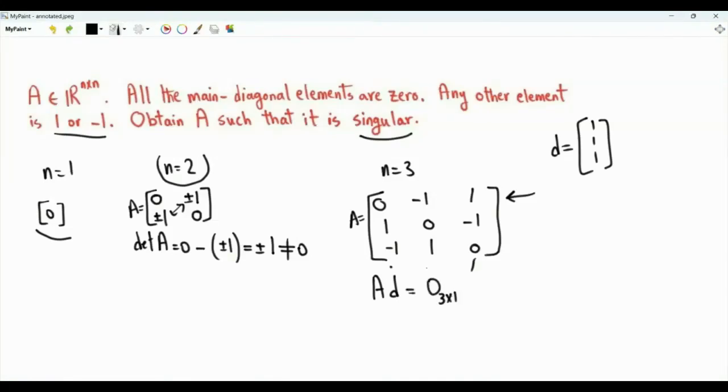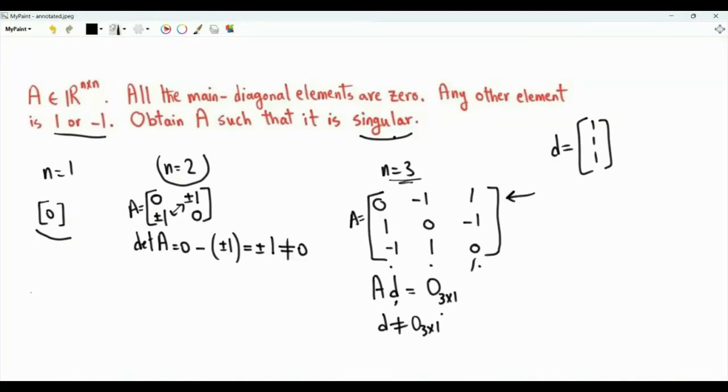If d is the all 1 vector, matrix A times vector d is equal to the all 0 vector. The sum of the 3 columns is the all 0 vector. We have a linear combination of the columns that is equal to the all 0 vector, and vector d is not the all 0 vector. This means that the columns are linearly dependent. The matrix is rank deficient. Its determinant is equal to 0. The matrix is singular.